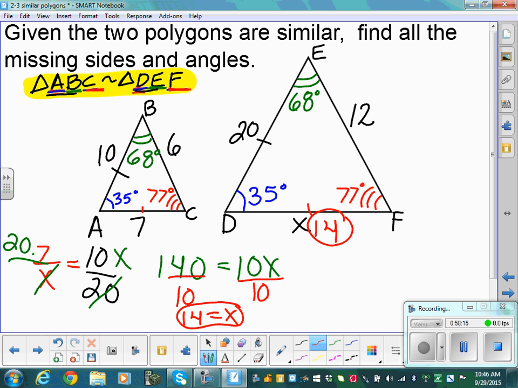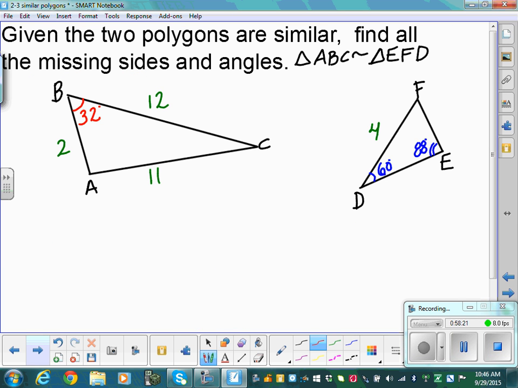We're going to do one more, and then I'll let you practice. Here we go. One more. So it says, given the two polygons are similar, find all the missing sides and angles. Now look, you can't just go off of looking at it. You've got to actually look at the similarity statement, because these are twisted and turned, and you can't always just tell from looking.